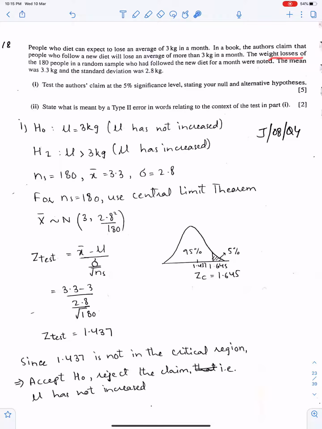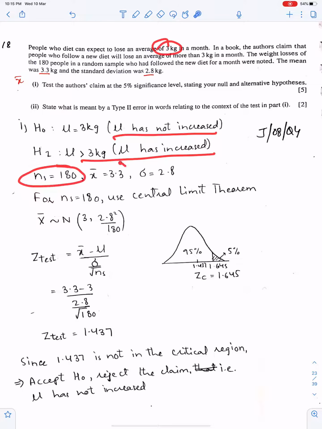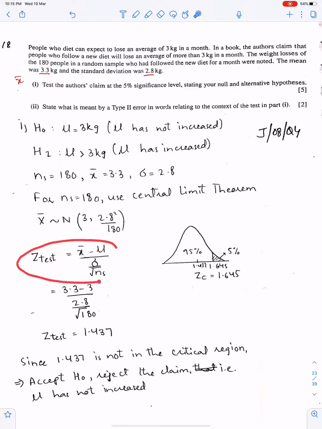The weight loss of 180 people, this is the sample size. The mean is 3.3, this is the test value, x bar. Standard deviation is 2.8. Test the authors' claim at 5% and state your null and alternative hypothesis. Null hypothesis: mu is 3 kg. Alternative: mu has increased. n is 180, test value is 3.3, standard deviation is 2.8.